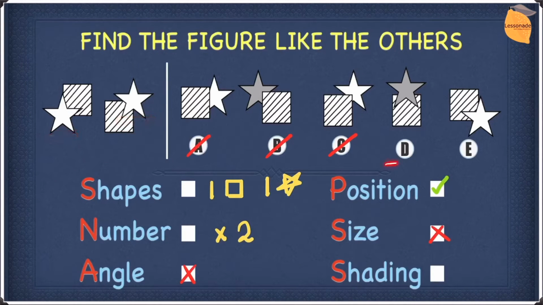But if you look in D, the star is shaded grey. This means D does not work. So we're left with our answer, which is E. So the answer to this question is E. So I hope you guys understood everything so far. Now let's go on to the next one.